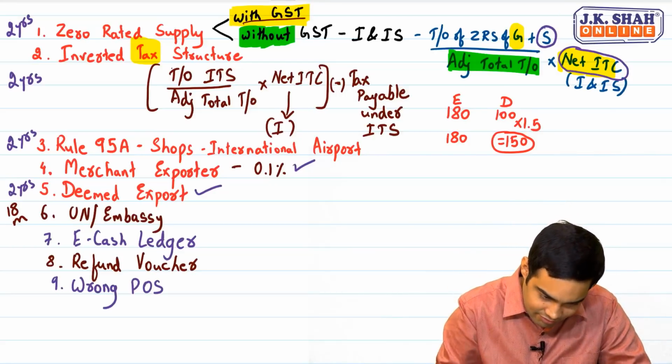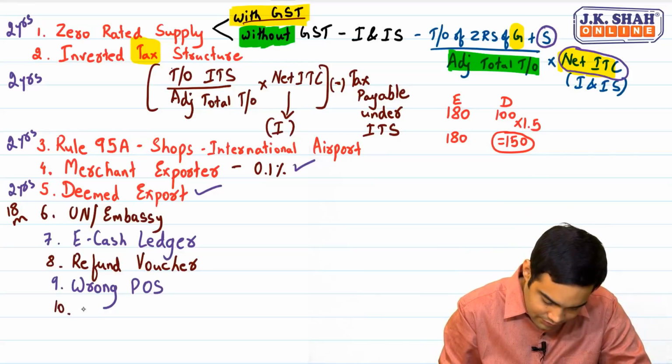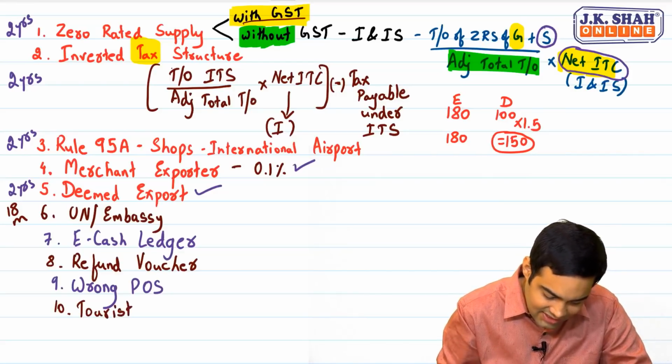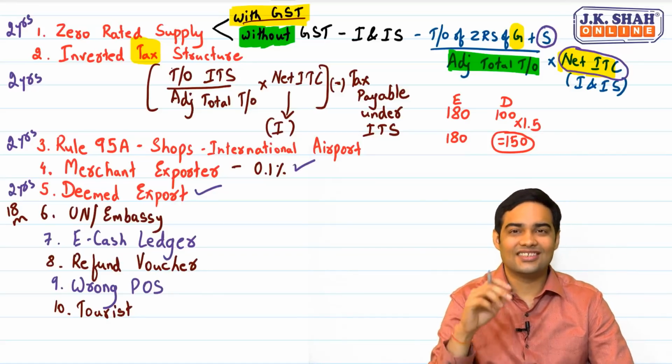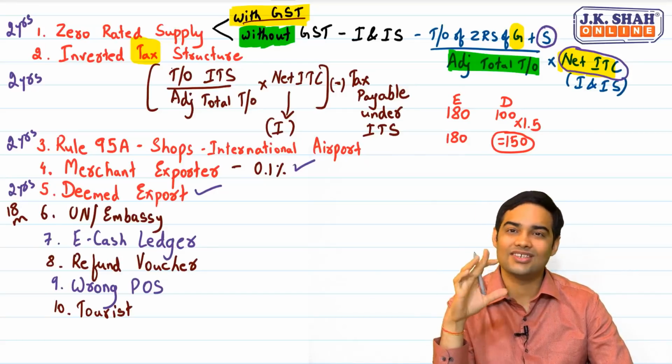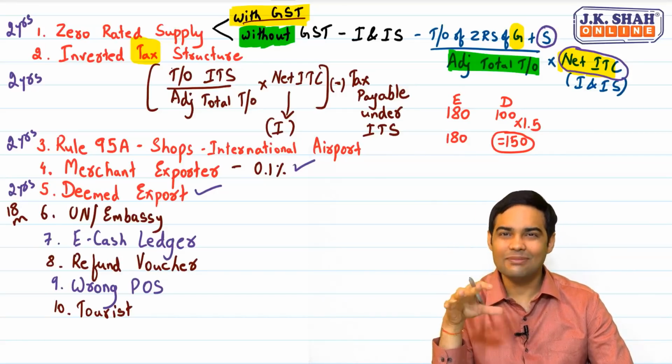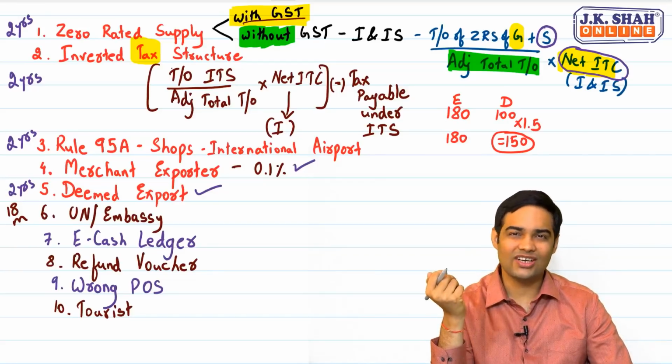Then you have a case of tourist. This tourist provision is not activated till now, but yes, international tourist. Whenever you are supplying to a tourist, first of all, it would be regarded as an IGST transaction. It is not in place today, so we don't read it in detail.